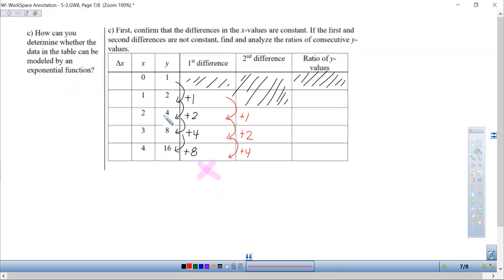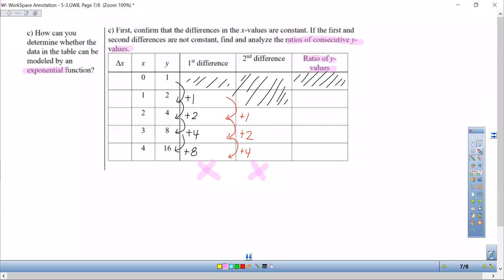It depends on which part of a table we're given or if there's a translation. But in general, if you see that the first difference is the same as the y values, it likely means it's going to be exponential. So you should look at the ratio. My first difference was not constant. My second difference was not constant. If the ratio of my y values is constant, I should have an exponential function.